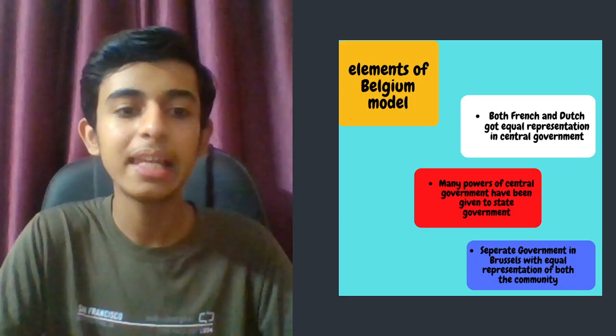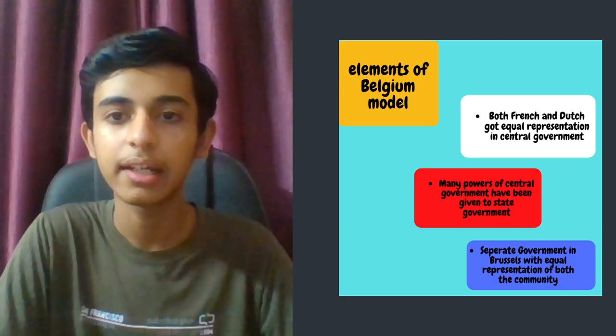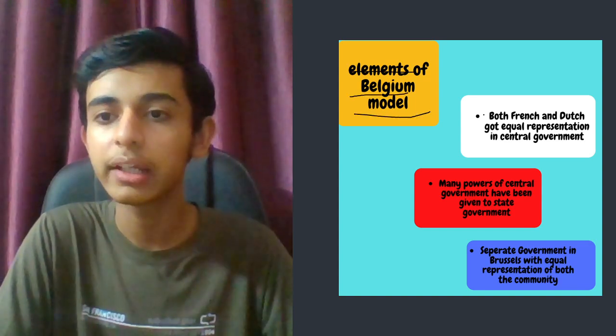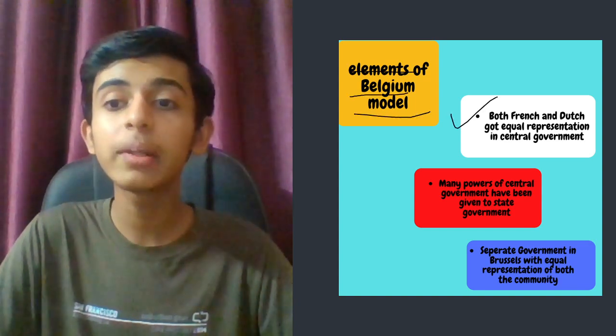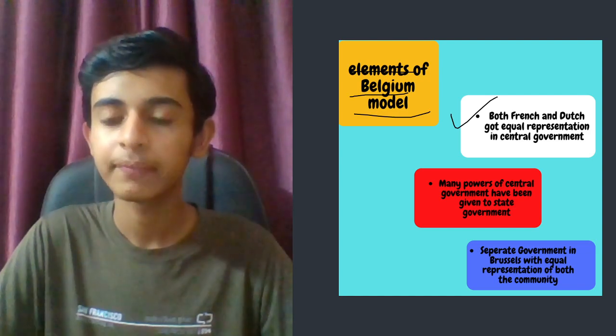Okay, now what were the elements of the Belgium model? Let's try to understand. Number one, both French and Dutch got equal representation in the central government.